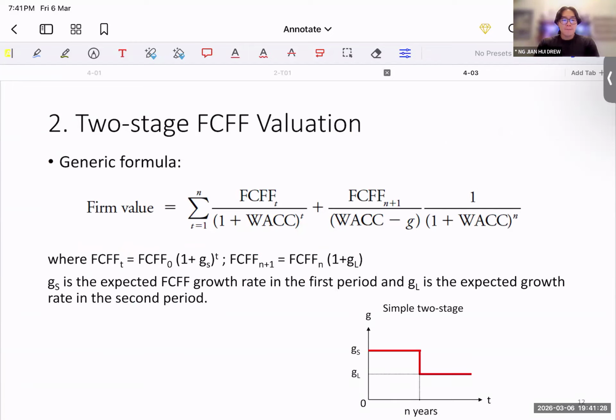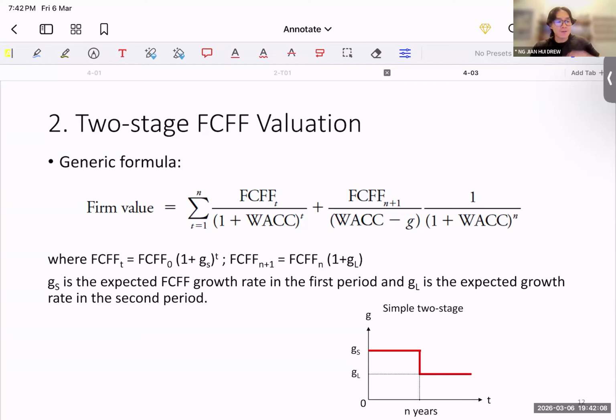All right. So we have talked quite a bit on the single stage FCFF. Now let's go into the two-stage FCFF. Let's focus on the simple two stage. For the simplest two stage, we have two parts: the GS, which is growth supernormal, and the GL, which is the growth long term. Just a recap on the two stage: the company is going to grow at a super fast pace for X number of years, it can be 5 years. Then after that, it's going to go to a normal growth pace, which is the GL.